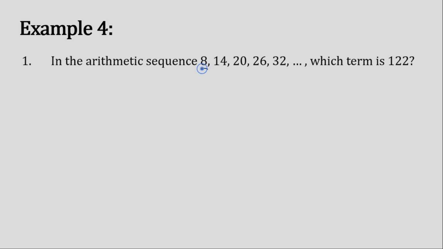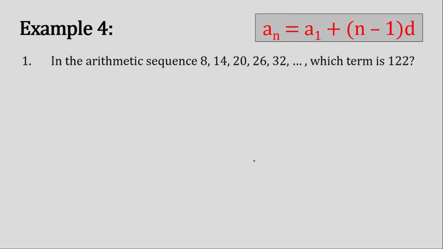So if we write this sequence and it ends in 122, the problem is asking us what is the place of this term. If this is a sub 1, this is a sub 2, a sub 3, a sub 4, a sub 5, then what is this a sub? So we don't know yet what is this a sub. So in this case, we will just consider this as our a sub n because we don't know the value of n for that.